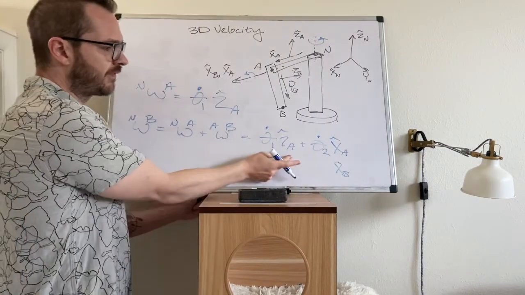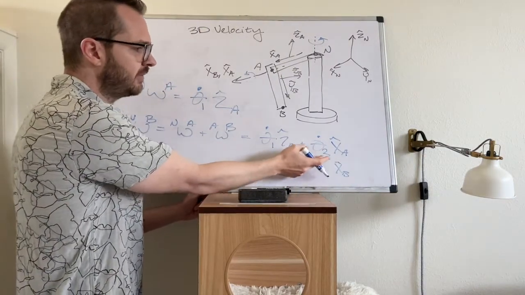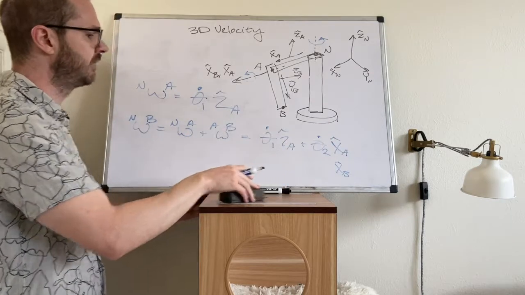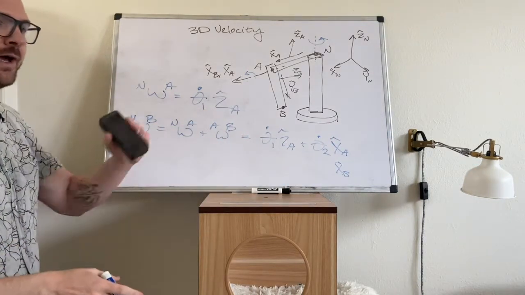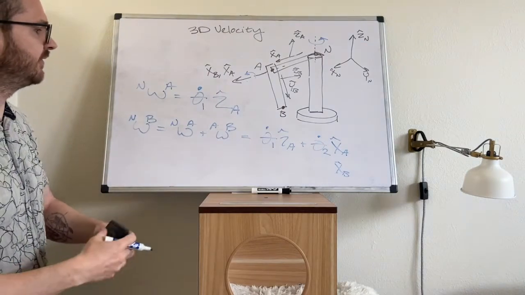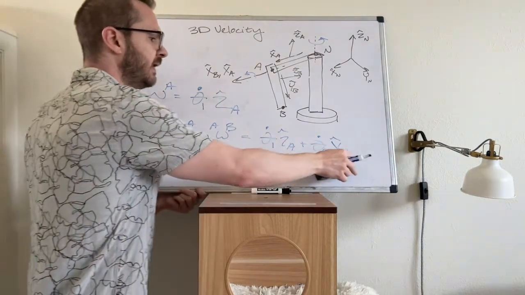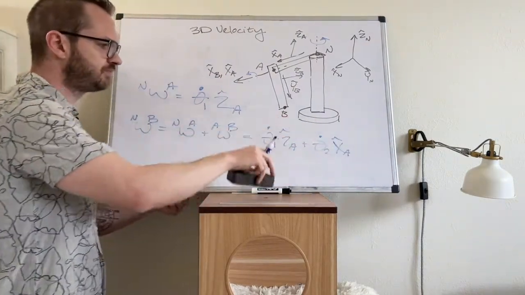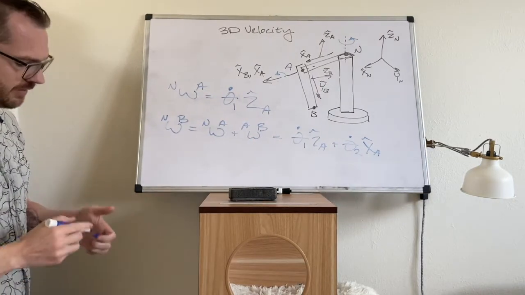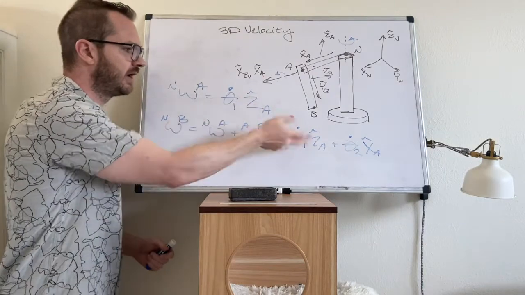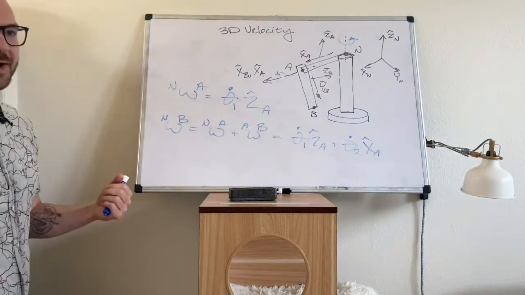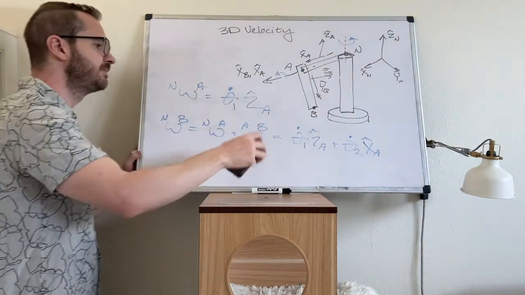The fact that the first term is in the A frame doesn't mean that the rest of these have to be in the A frame. It's kind of like we saw with position vectors. You could have a piece of the position vector in A, and a piece in B, and a piece in C, and that's valid. I'm just going to leave it as this. So theta 1 dot ZA, theta 2 dot XA. All right, so we've got angular velocities for these. What's next? Linear velocity.